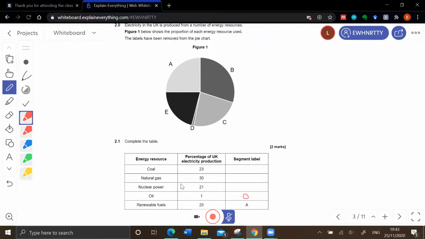Okay, and then we've got a few other ones. We've got coal, natural gas, and nuclear power. Let's look at the bigger one, natural gas. That was over 25%, so that's B. Coal was very close to being next to A, so it is C. And what is left was E for nuclear power. E was a little bit less than a quarter.